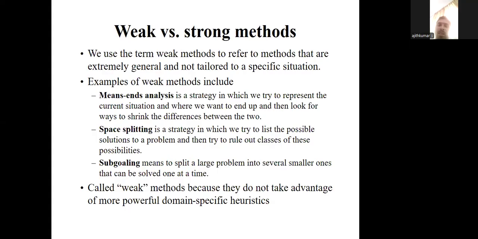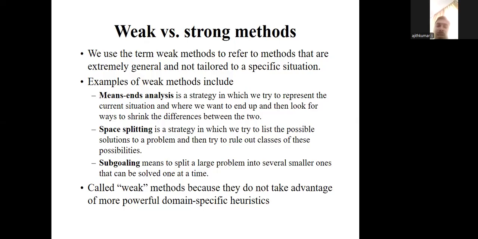Then see weak versus strong methods. We can use the term weak methods to refer to methods that are extremely general and not tailored to a specific situation. For example, means-end analysis, space splitting, and subgoaling. Means-end analysis is a strategy in which we try to represent the current situation and where we want to end up, and then look for ways to shrink the differences between the two.